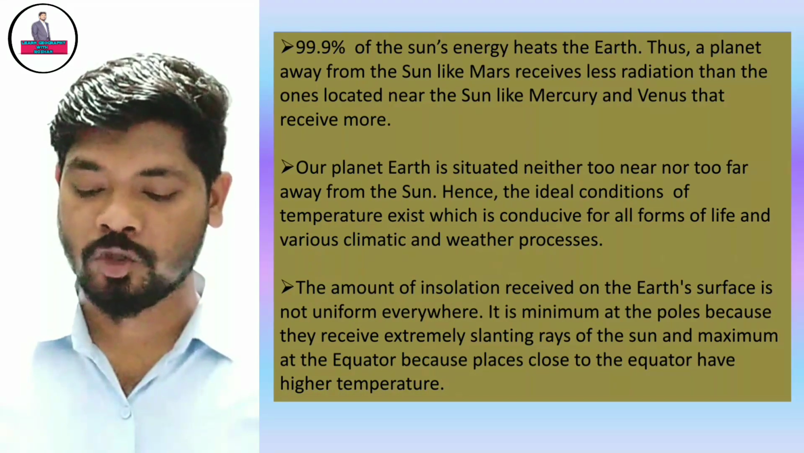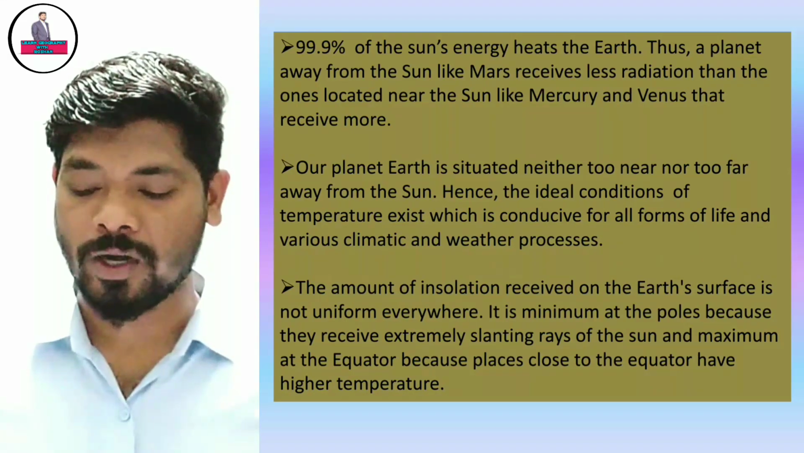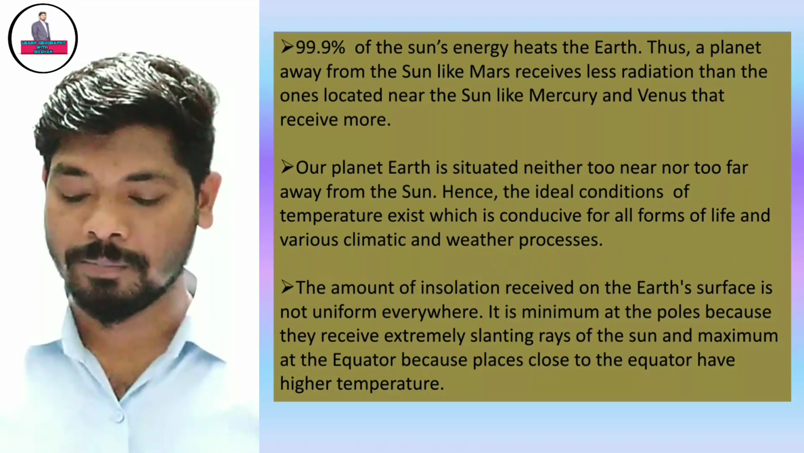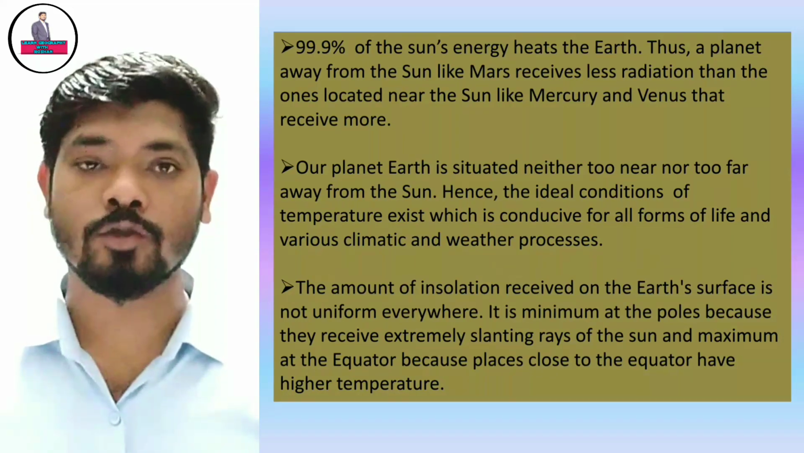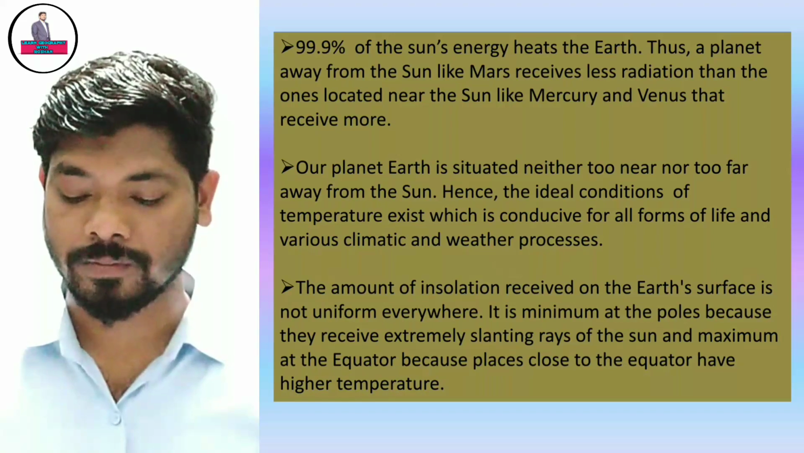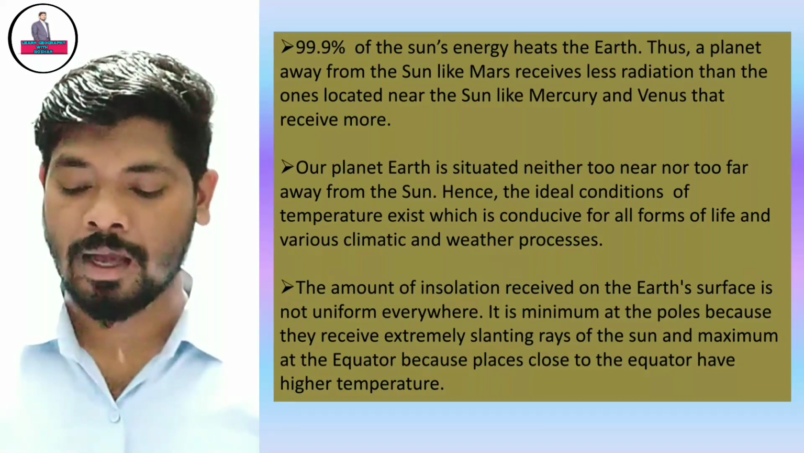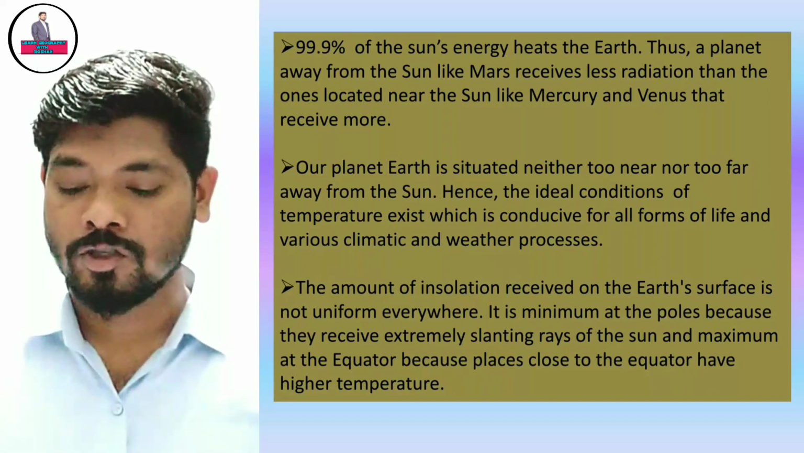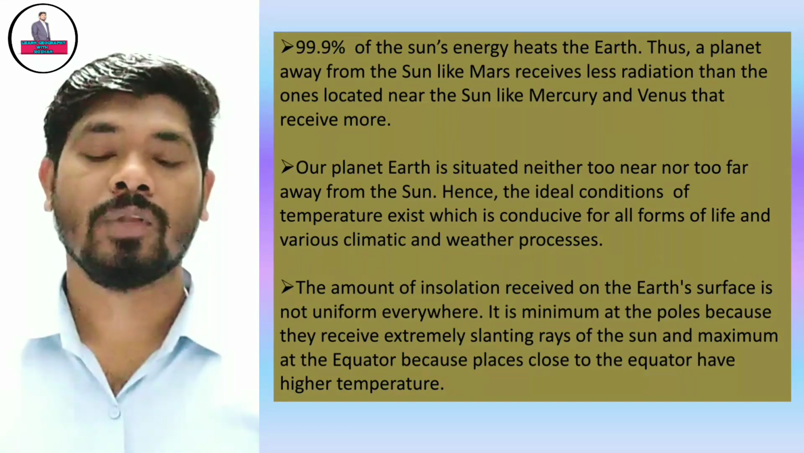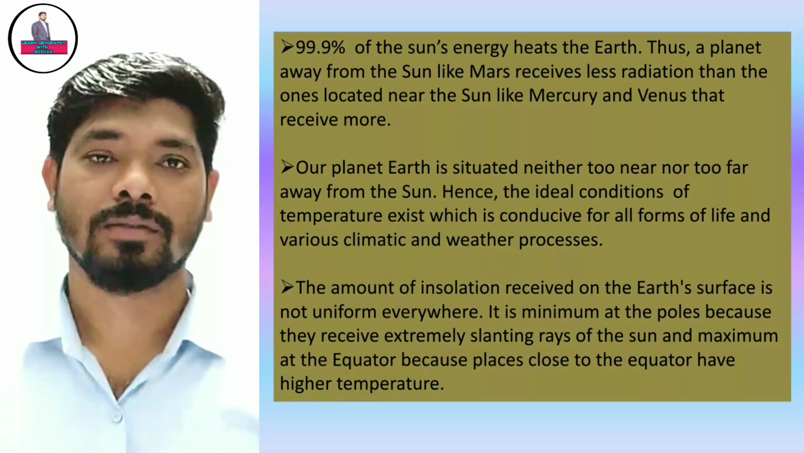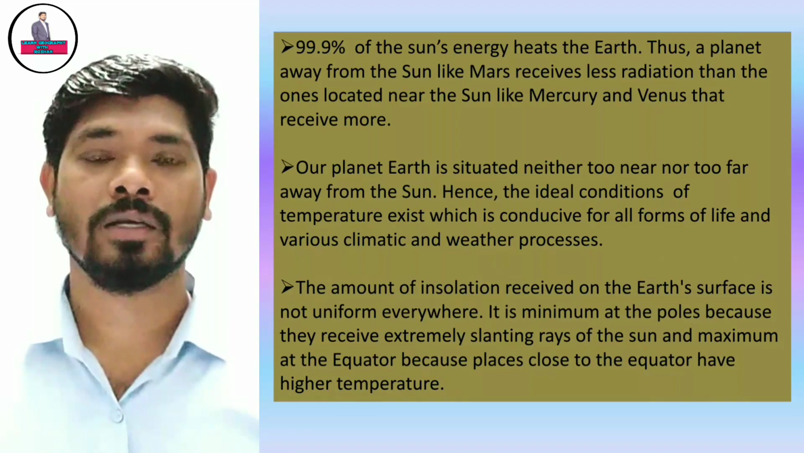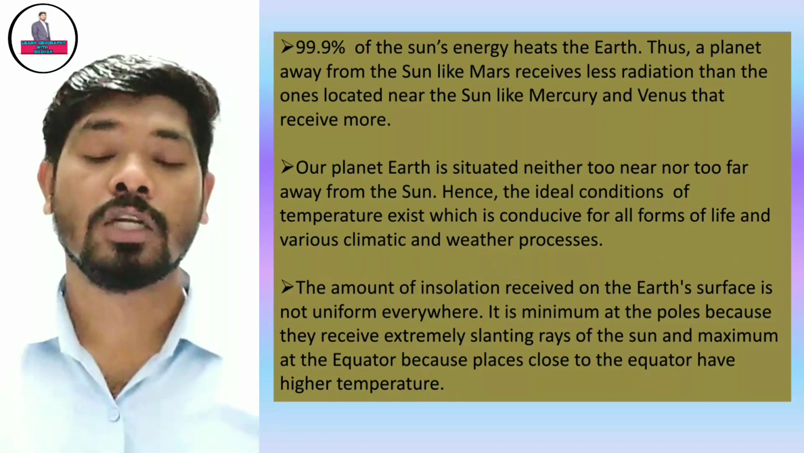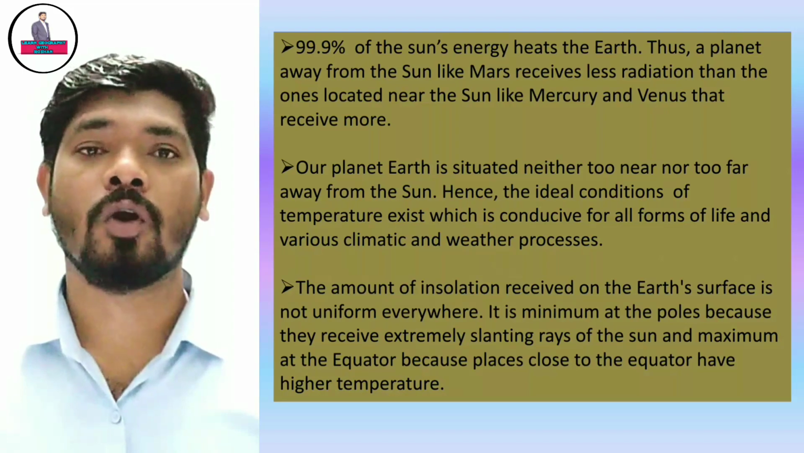Our planet Earth is situated neither too near nor too far away from the sun. Hence, the ideal condition of temperature exists, which is conducive for all forms of life and various climatic and weather processes. The distance from the sun is ideal, and the temperature that we require is appropriate and suitable for the survival of all living beings.